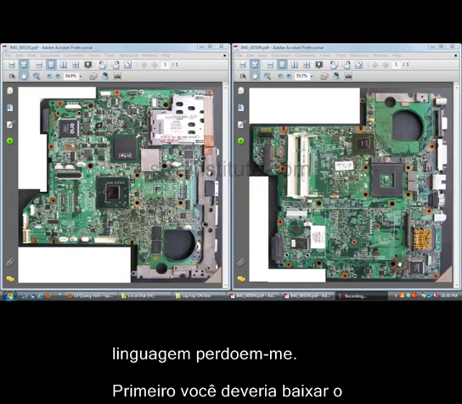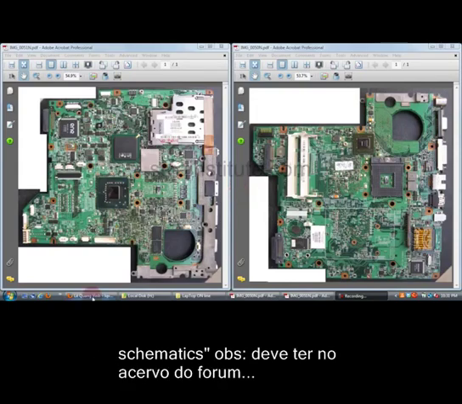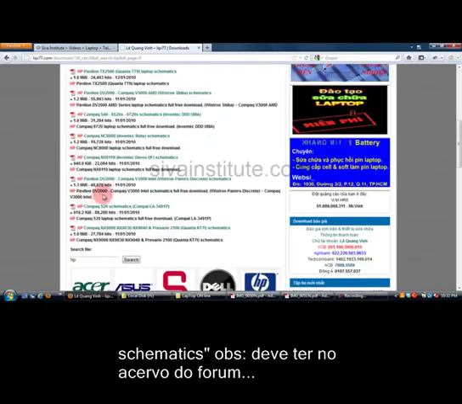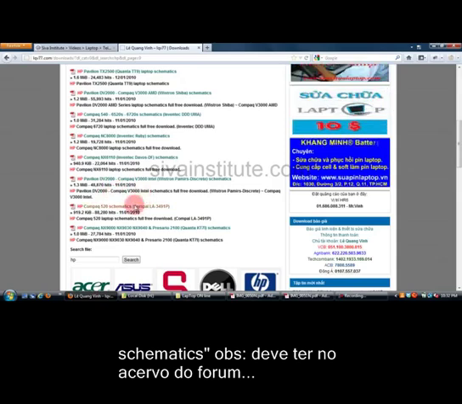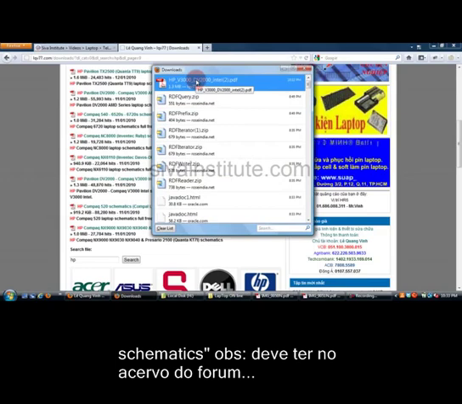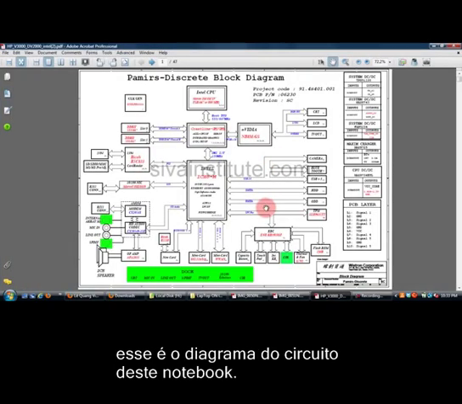First you should download this laptop motherboard circuit. This circuit is available in forshare.com or lqv77.com. Now I will download this circuit. This is the DV2000 V3000 motherboard. HP Pavilion DV2000 compat V3000 schematic circuit diagram. This is this laptop motherboard's circuit diagram.